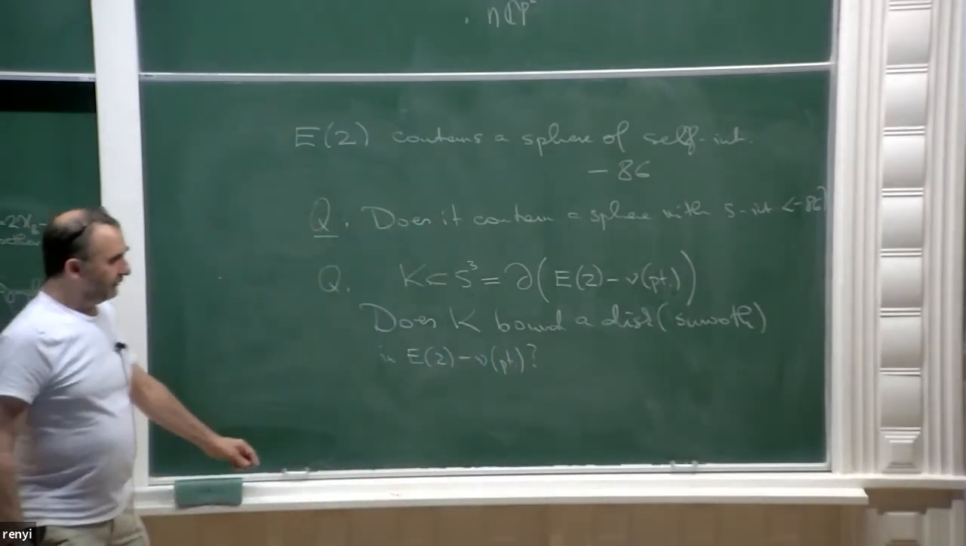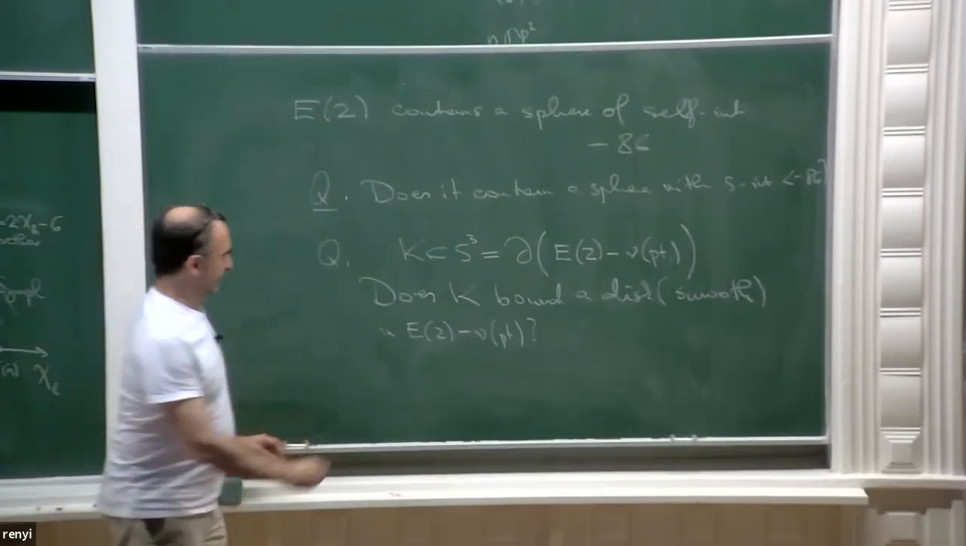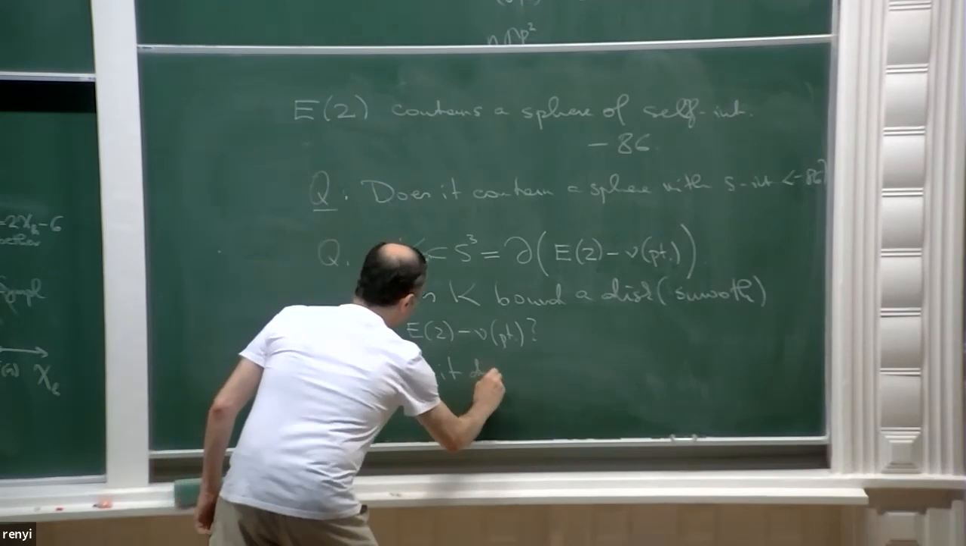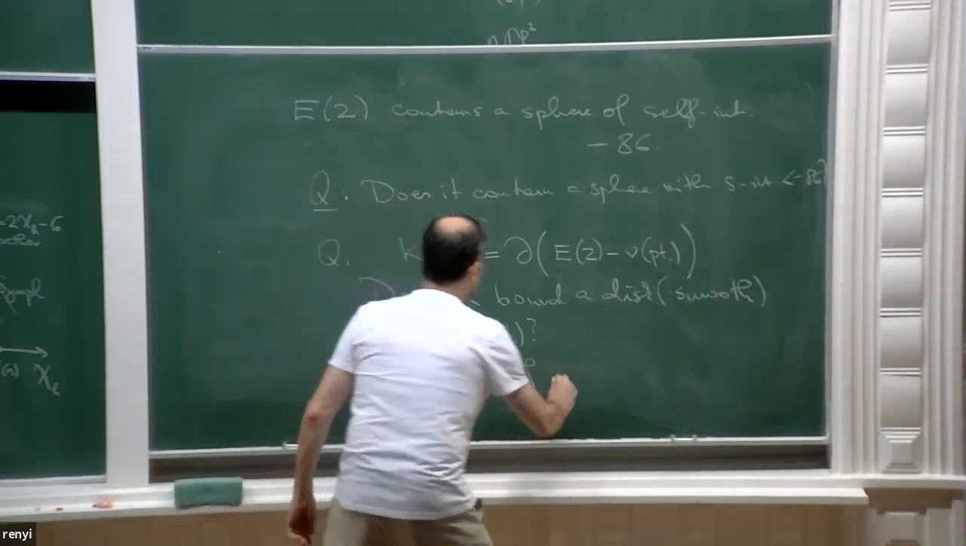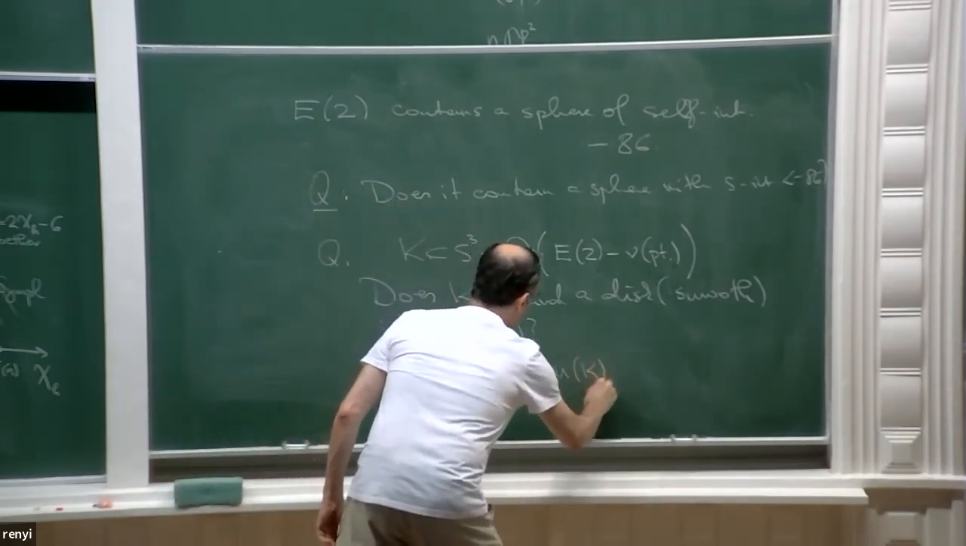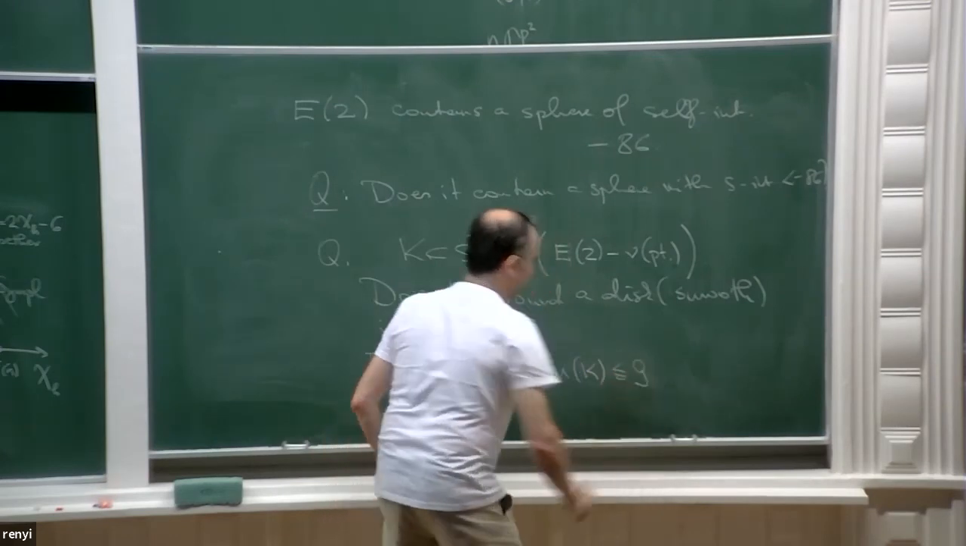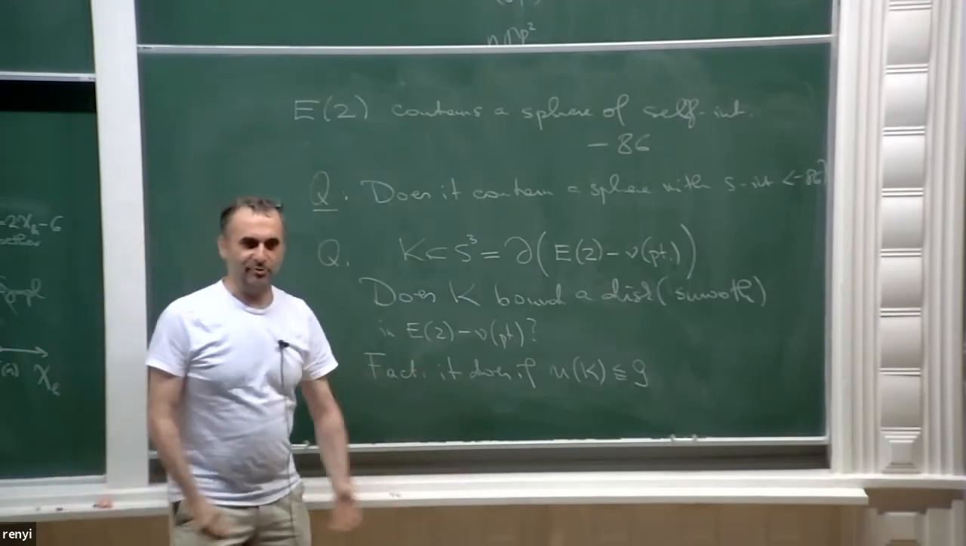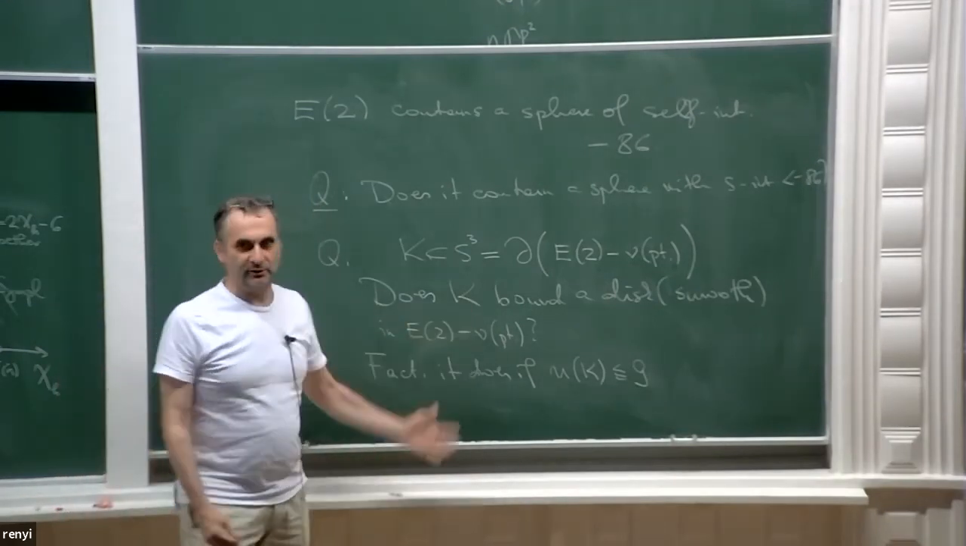Well, we can verify that statement for many knots. So fact, it does if the unknotting number of K is less than or equal to 9. What if it doesn't satisfy that property? Are there any knots which do not bound the disk in that manifold?